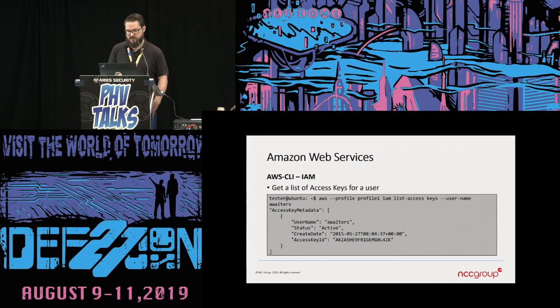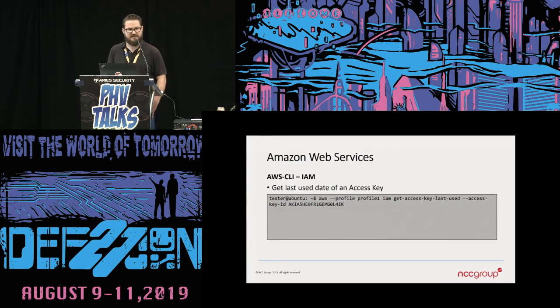We get some output here. We've got the access key ID for that user, and we see that that access key was created May 27th of 2015. So not long after the account was created, probably an old key. And so we'll grab this access key ID and we'll use it in some future queries here.